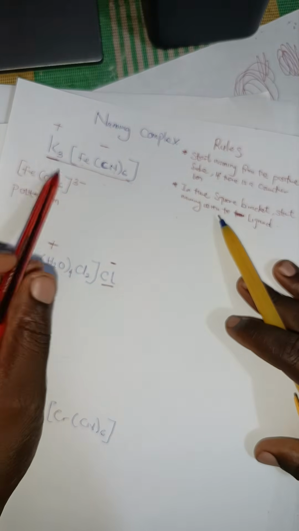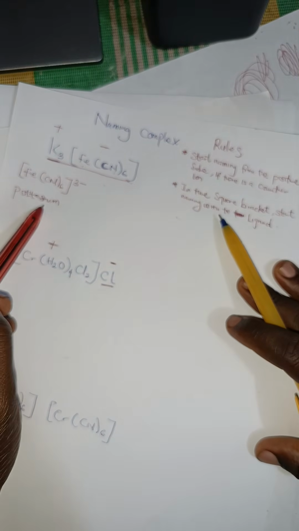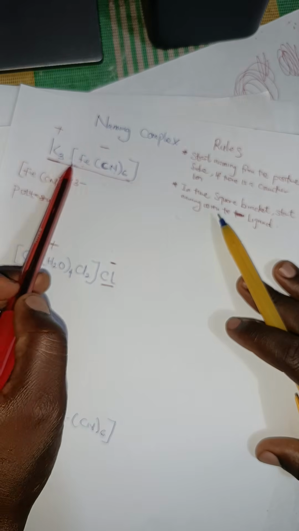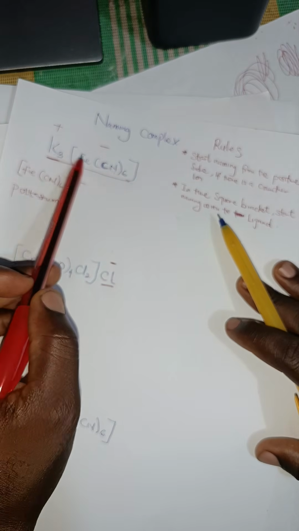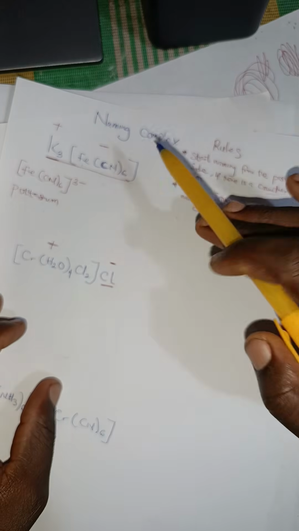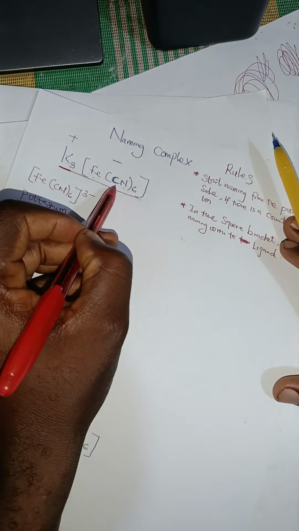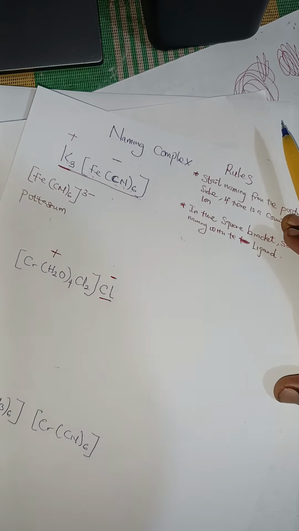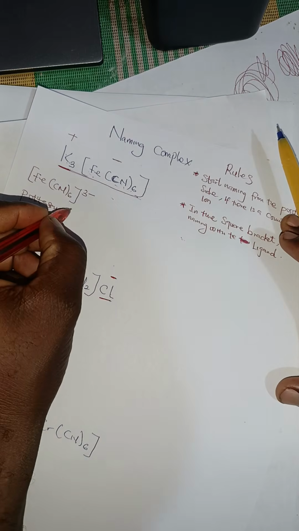Once I've called the counter ion, which is potassium, I move straight to my square bracket, which is the negative side here. So I call the ligand first. How many cyano do we have here? We have 6. That will be hexa.